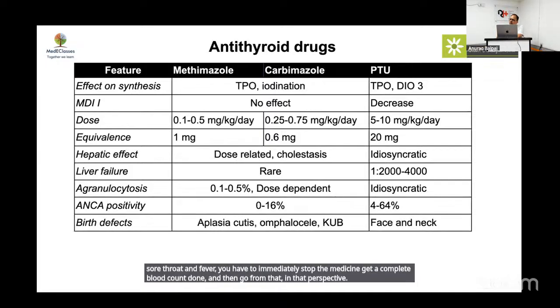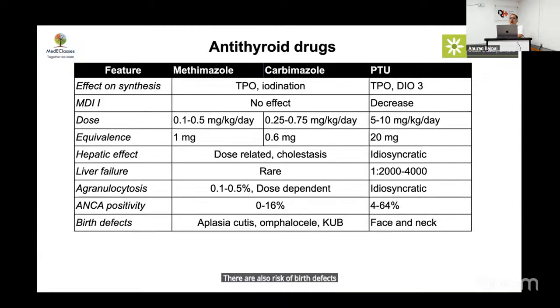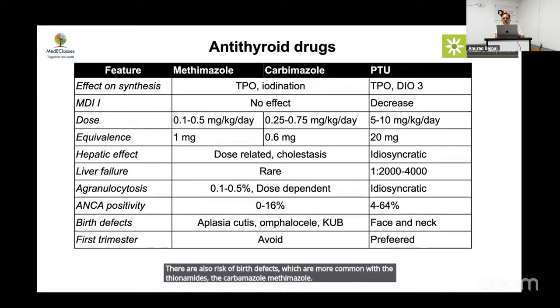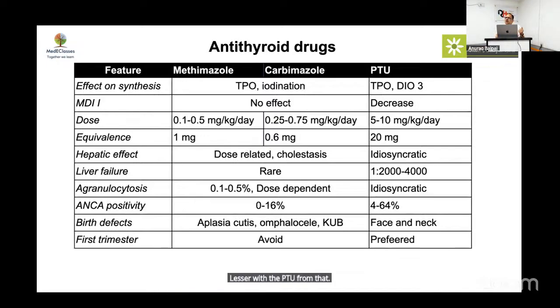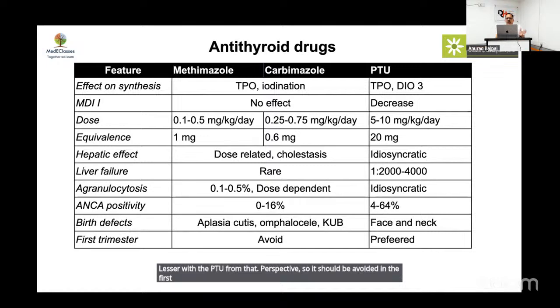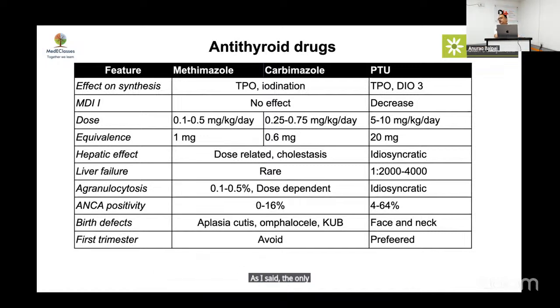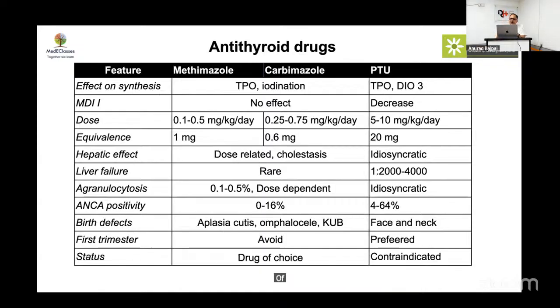There is also risk of birth defects, which are more common with the thionamides, carbimazole and methimazole, lesser with PTU from that perspective. So it should be avoided in the first trimester. As I said, the only role of propyl thiouracil is in the first trimester of pregnancy in that regard.